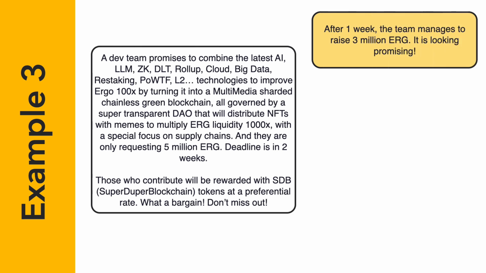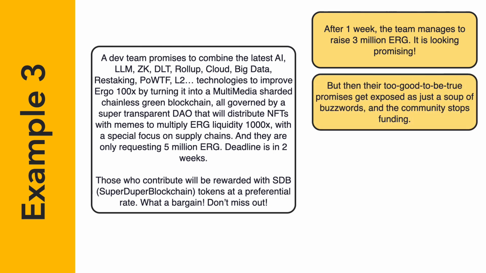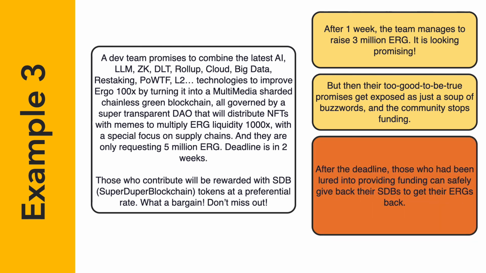And let's suppose that after 1 week, things are looking really good, right? And the team manages to raise 3 million ergs. But then their too-good-to-be-true promises get exposed as just a huge soup of buzzwords, and the community stops funding. So after the deadline, those who had been lured into providing funding for this scam can safely give back their SGBs to get their ergs back.